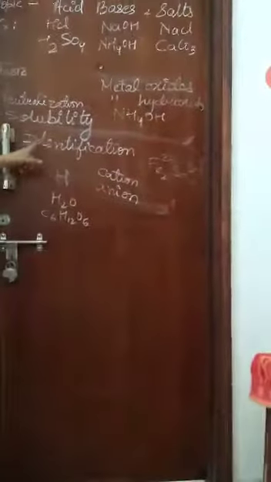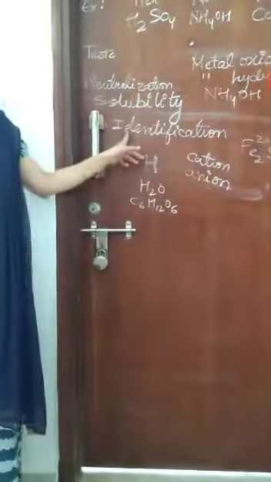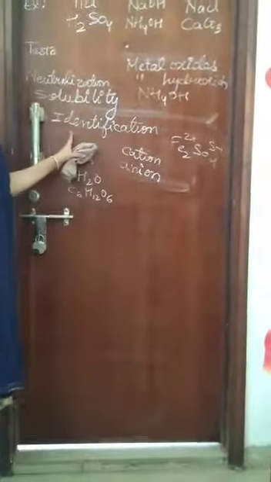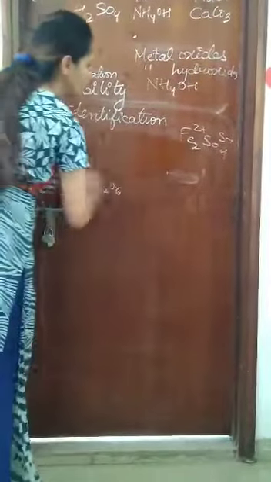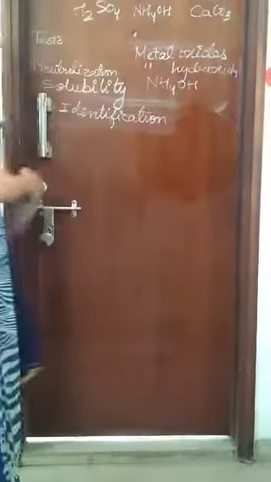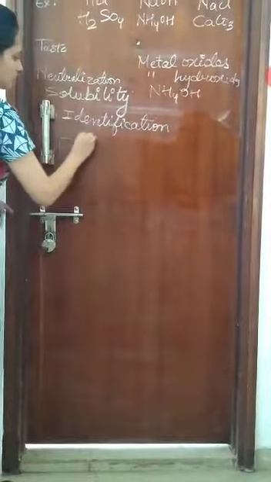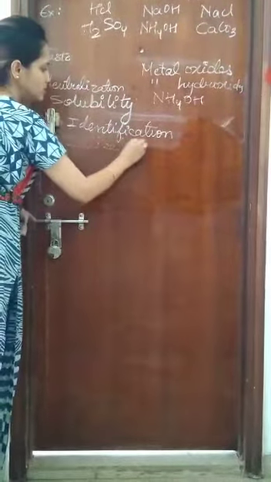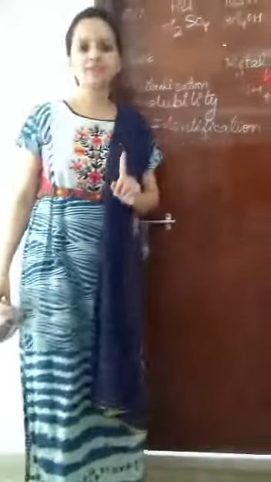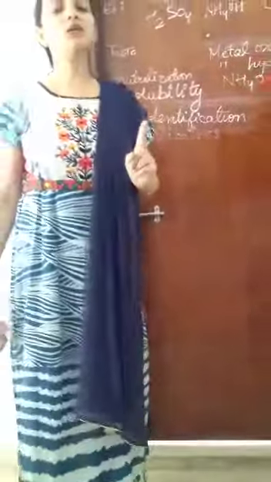After identification, we come to indicators. Indicators. So children, what do you mean by indicator? A substance which changes its color on adding acid, bases or salt is called an indicator. To understand indicators, let's perform an activity, children.